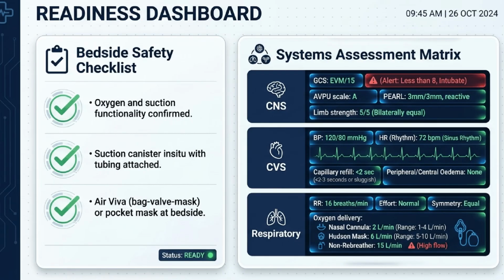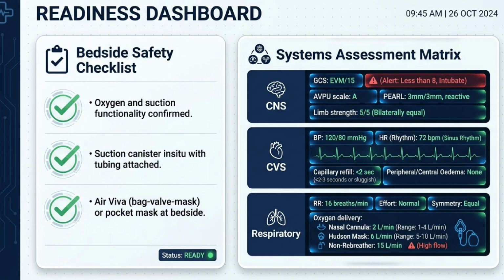And to guide us, we are pulling from a really detailed stack of sources today. We've got clinical presentation slides on cardiovascular changes, national safety standards on recognizing acute deterioration, and a highly specific real-world case scenario to really anchor these concepts.